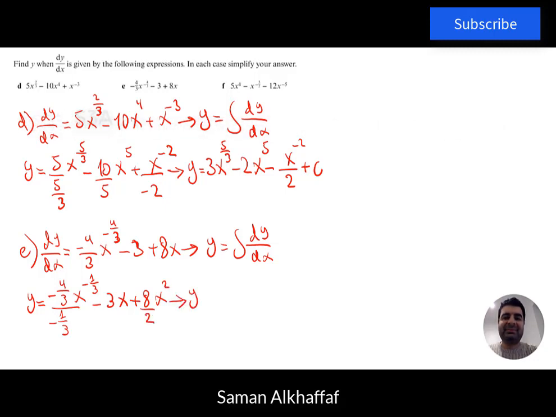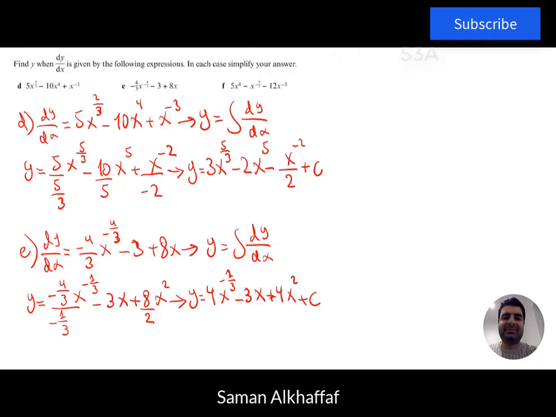So for y in this scenario, we would have the thirds will disappear and the negatives will disappear, so that would give us 4x to the power of minus a third, minus 3x, the 8 divided by 2, that would give us plus 4x squared, and this will be our answer for this question. And of course we will need to add the plus c.